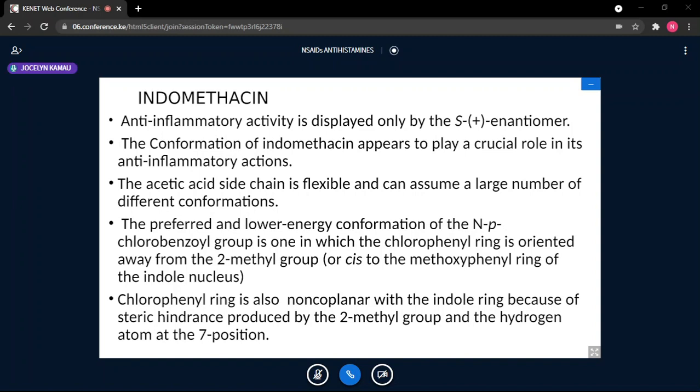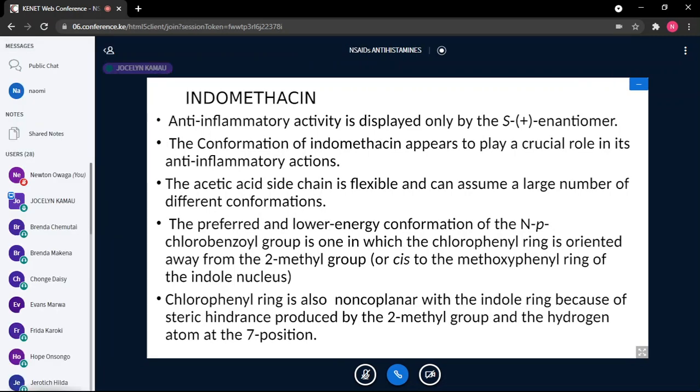Students, can we communicate on the public chat? We are saying that the indole nitrogen is not necessary for activity. What is the proof that it is not necessary? Class, please. Can I get some answer, class?